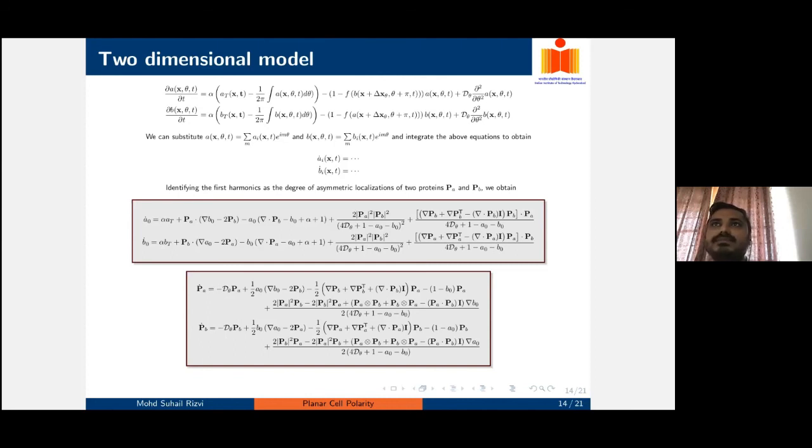To do that, we assume that the time scale of the variation of the second harmonic is very large. That means the variation beyond the first harmonic, let's say A2 and B2 and beyond, does not change in time. So you can write down the equation for A2 and B2, and because they do not vary in time, you can calculate those quantities in terms of A0, B0, and PA and PB. That is exactly the same approach which is made in case of active matter.